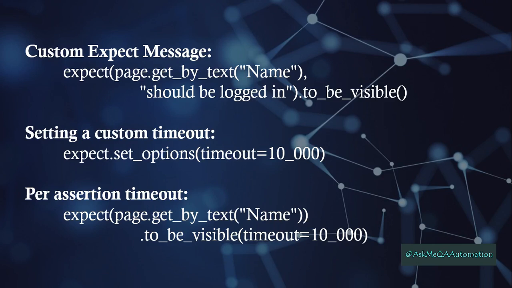Custom expect message. We already saw this one. This is used to override the system default error message. So here if you see, should be logged in. So this is the customized assertion message. Suppose if there is any failure on this assertion, we will get this message.